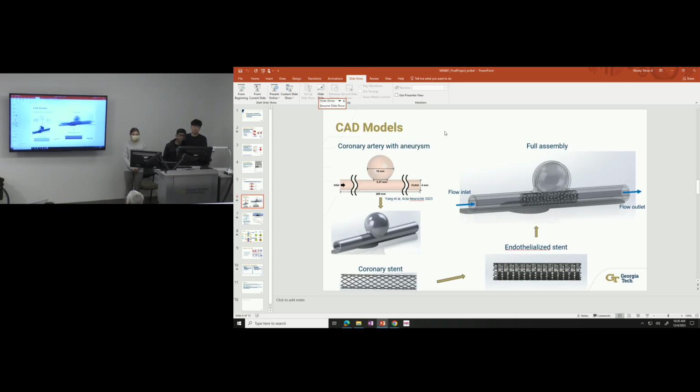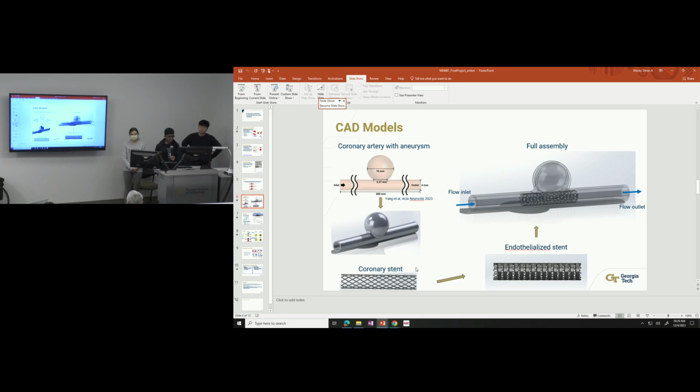So we started with developing some CAD models. We found a paper that modeled an idealized coronary artery with aneurysm. So this is just an average coronary artery with about 4 millimeter diameter, 200 millimeter extension, and a 10 millimeter aneurysm diameter. So this is a pretty large aneurysm, and so it's technically pretty close to rupture. So that's why we decided to model the same design, and you can see our generated model at the bottom.